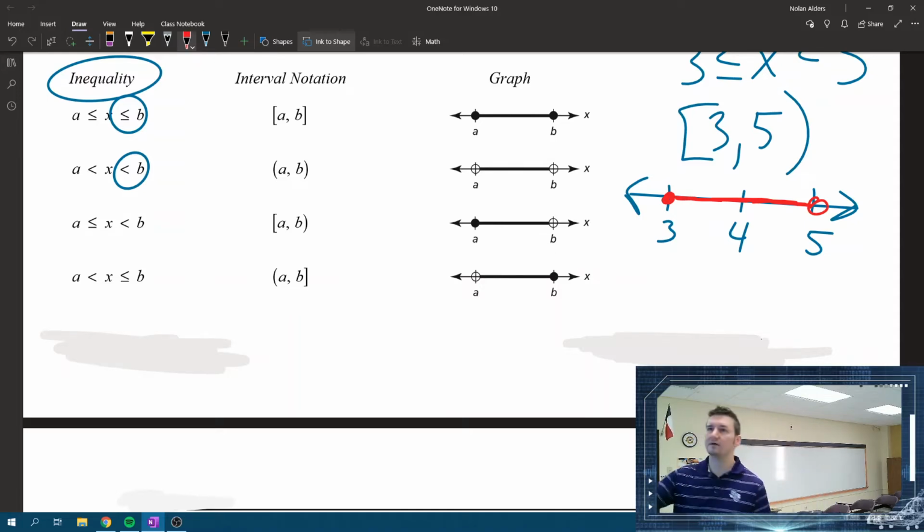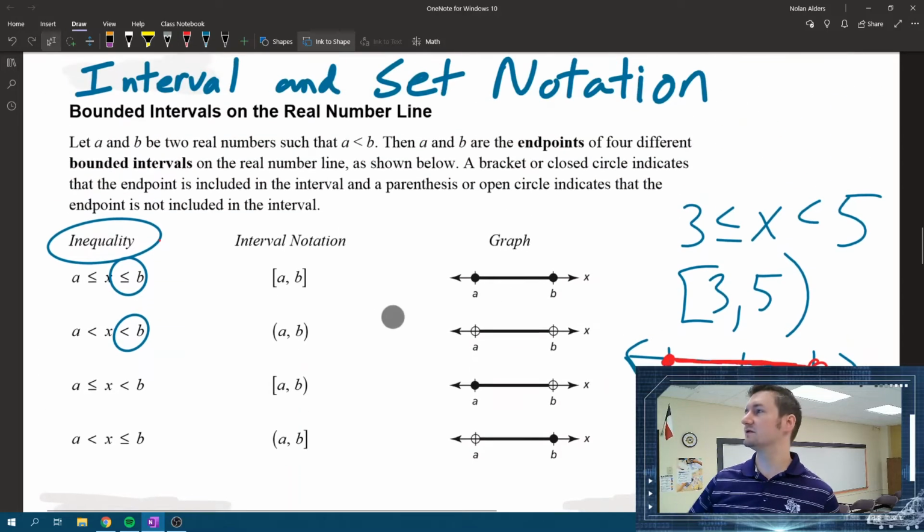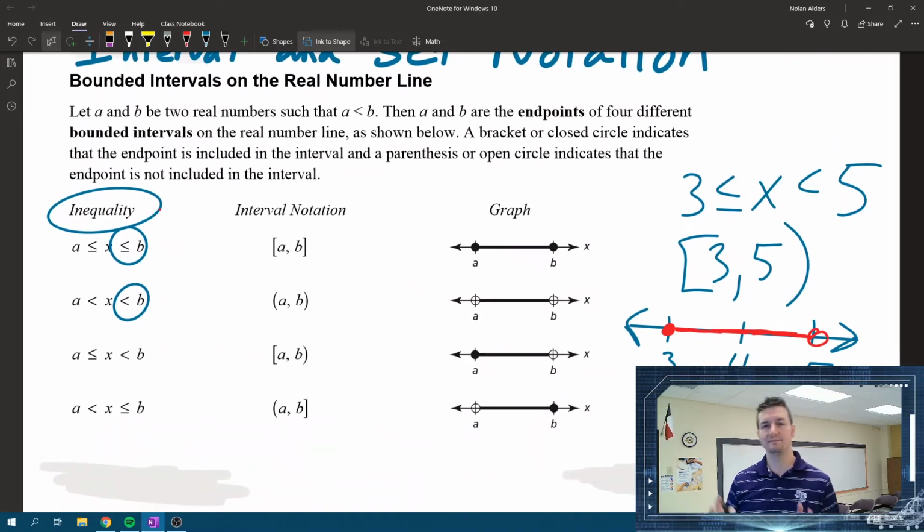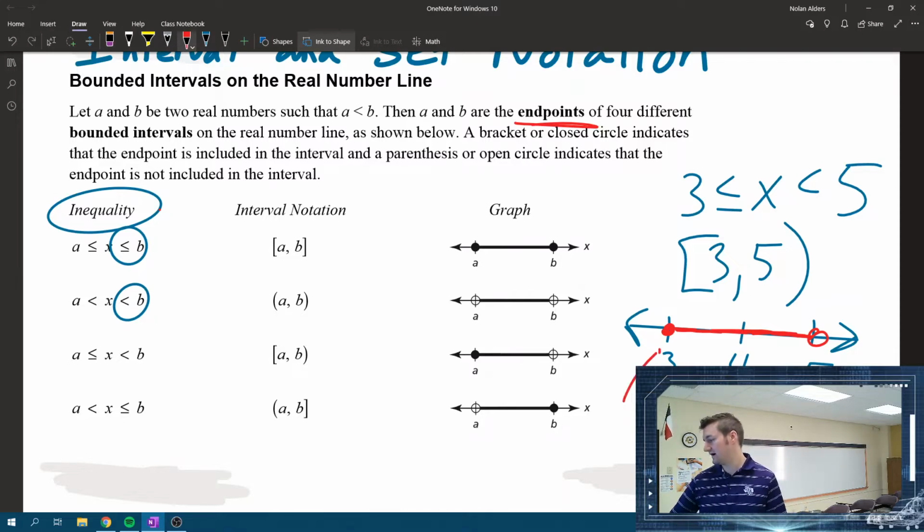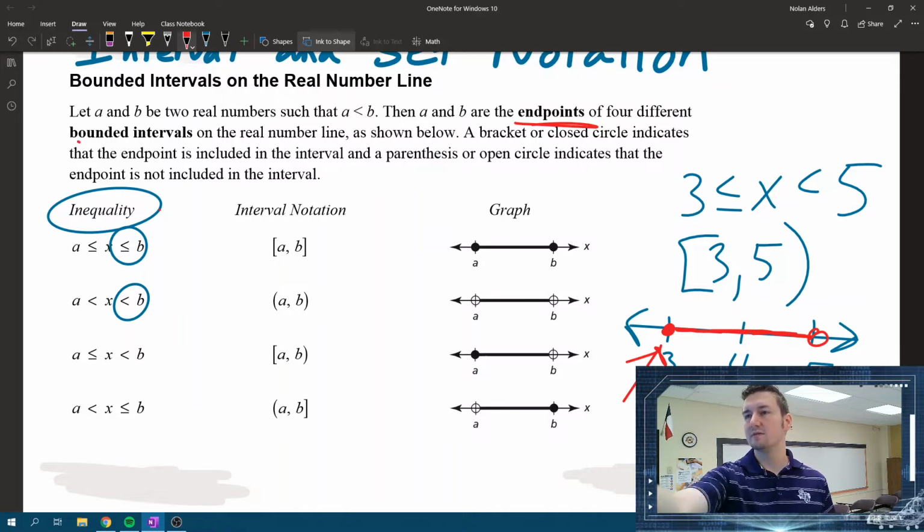Okay, now I want to go back up for just one second because I want to make sure that we understand the vocabulary here. An endpoint is just the bounding numbers. So for example, 3 and 5 are our endpoints. We can see that very clearly with the graph. That's where our set ends. You can see it ends at 3 and it ends at 5. Those are our endpoints. And then we already talked about a bounded interval. A bounded interval just means it's an interval of numbers that is bounded on both sides.